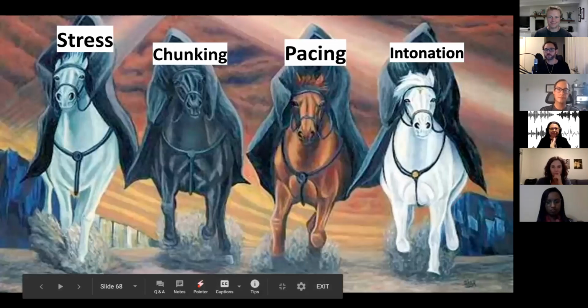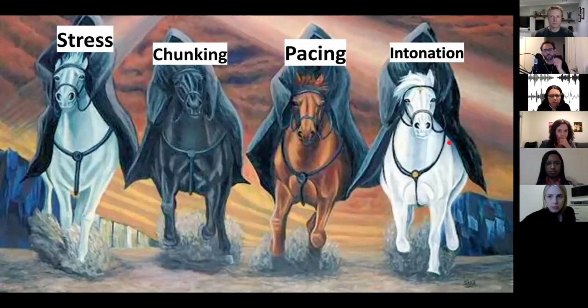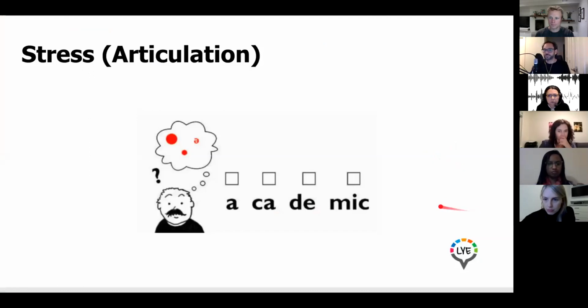And these are the four things that we're going to be focusing on: stress, chunking, pacing, and intonation. I will spend about 5 minutes talking about each of them, and we're going to illustrate each with an example of an activity that we have designed for EAP, general English classes, but a lot of these activities could be implemented with exam prep and other things. I've actually used some of them with my IELTS students in the past. So let's look at all four.